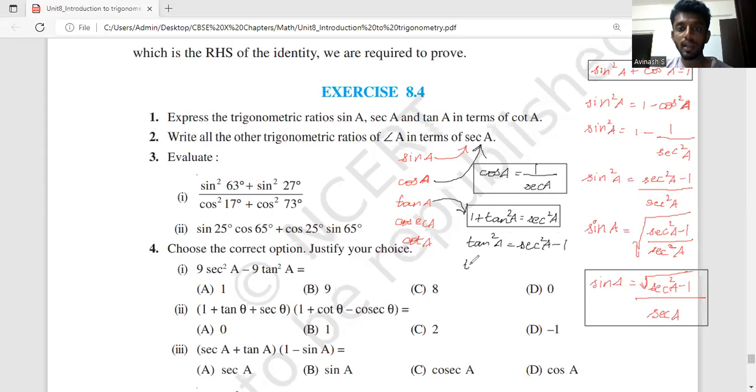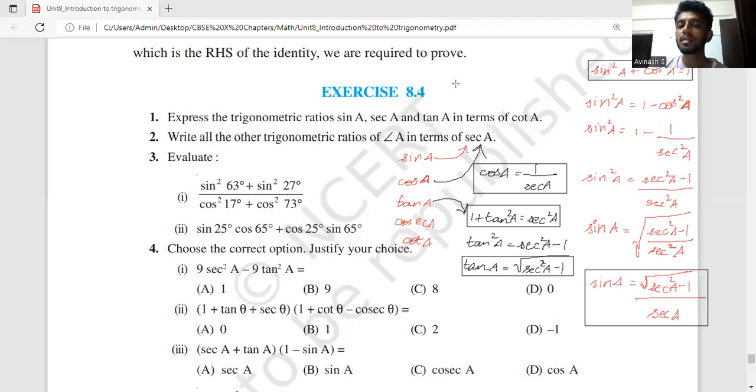And actually we don't require tan square A, we actually need tan A. So tan A is nothing but root under sec square A minus 1. And that's it. So this is the answer for the third part. So we are able to write tan A in terms of sec A.